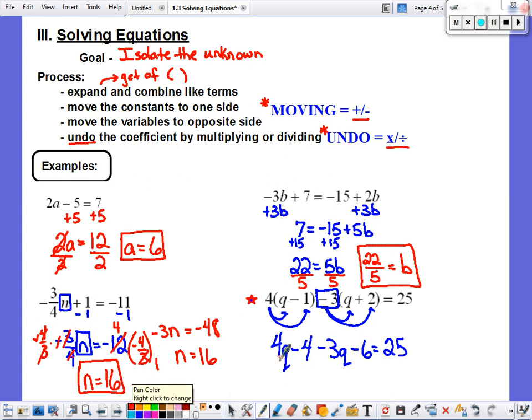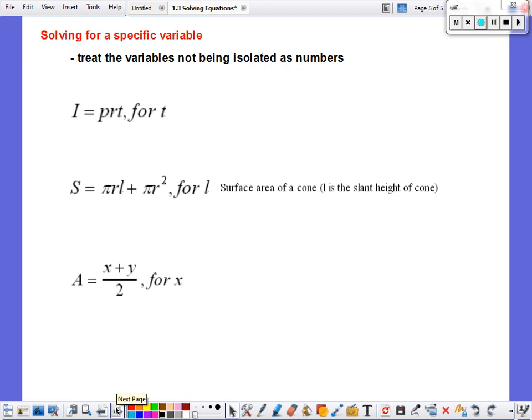Let's combine like terms though. 4q minus 3q. They're on the same side, so I don't need to move them. I just need to combine like terms. Well, if you have 4 bananas and you take away 3 bananas, you should have 1 banana. Okay, so 1q in this case. Negative 4 minus 6, same side, so let's just combine those two. And then what you'll notice here is I simply need to add 10 to get my 35. And we can check that by plugging it back in, but there's our 4 answers to those problems. And you'll have a variation of these problems on your assignment and on the test.